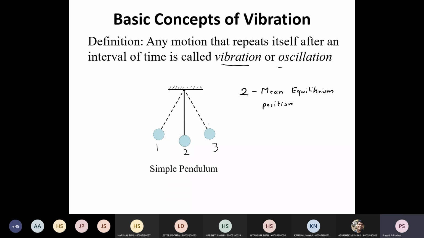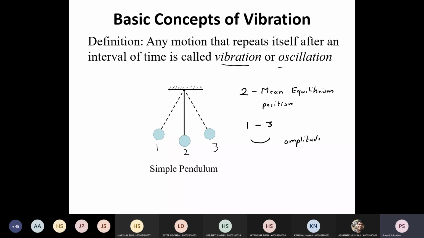Initially the pendulum is at rest at position 2, then you give some external disturbance to this, and it goes to one extreme position 1 to another extreme position 3. Okay, so this 1 to 3, this arc which is defined, that becomes your amplitude. That will be in terms of angle, that is theta. Okay, so this is the example of a simple pendulum.